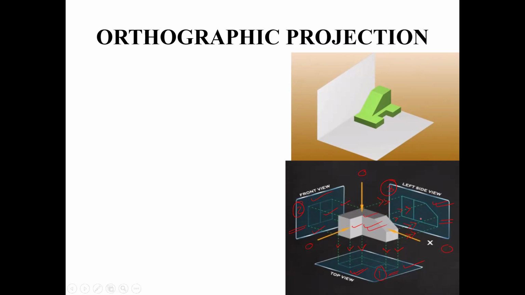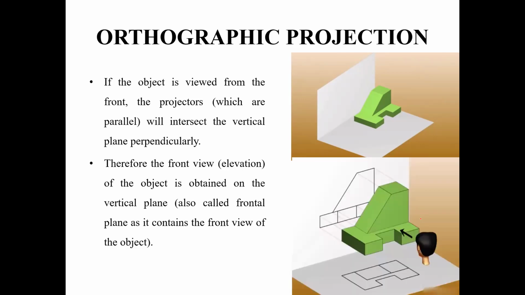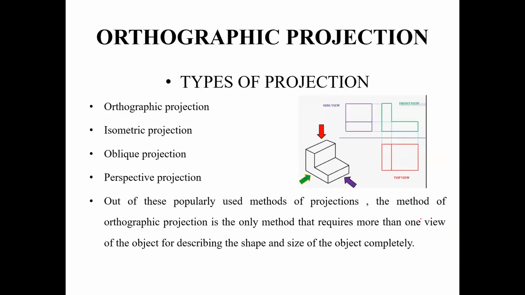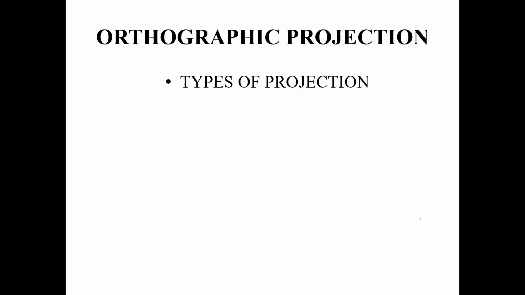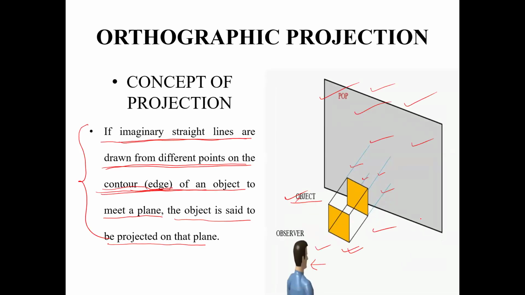So let me go back to the earlier slide where an object with a very simple geometry was being projected on a single plane. So let us go to that slide and understand the fundamental concepts related to projection. So this is the slide from where we started. The concept of projection says that if imaginary lines are drawn from different points on the contour or edges of an object, and these lines go and hit a plane, then we will say that this object is being projected on the particular plane.